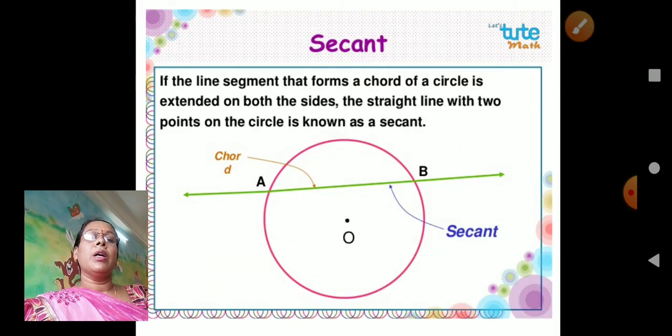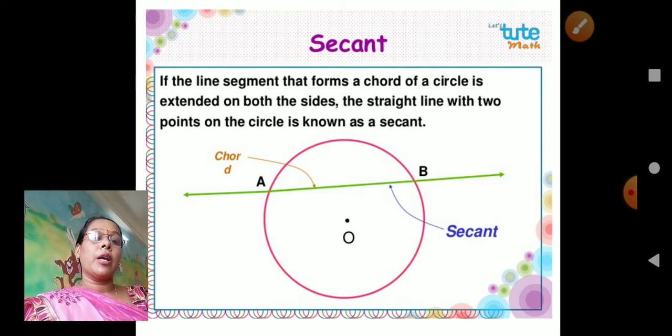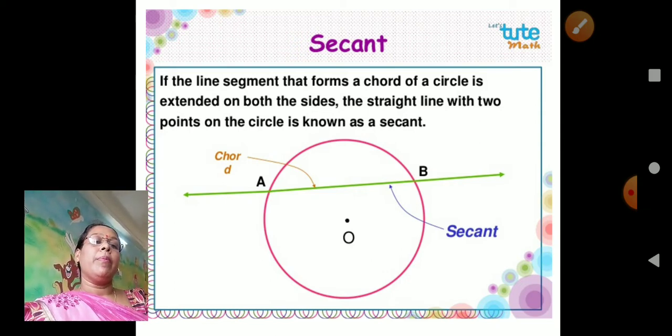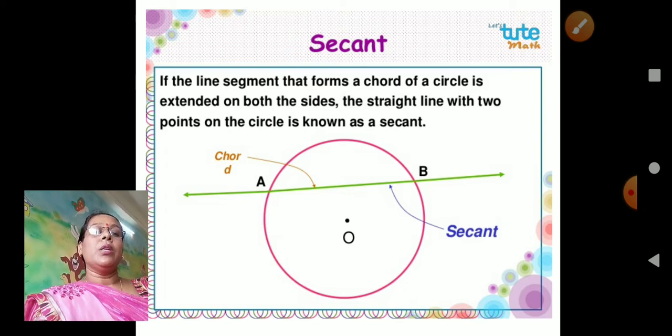Now see the figure here. Line AB intersects the circle in two points, A and B, and divides the circle in two parts. Then the line is called a secant. Here line AB is the secant, and if you consider only segment AB, then segment AB is called a chord. Make the difference here. If we consider the line, then it is a secant, and if you consider the segment AB, then it is called a chord of the circle, because points A and B lie on the circle.